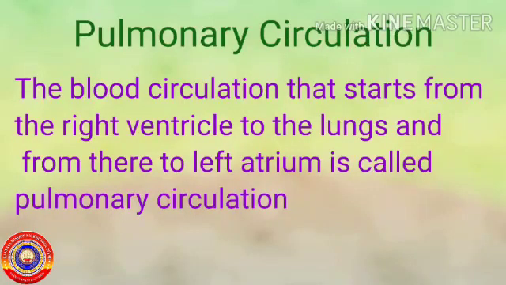Pulmonary circulation is the blood circulation that starts from the right ventricle to the lungs and from there to the left atrium.